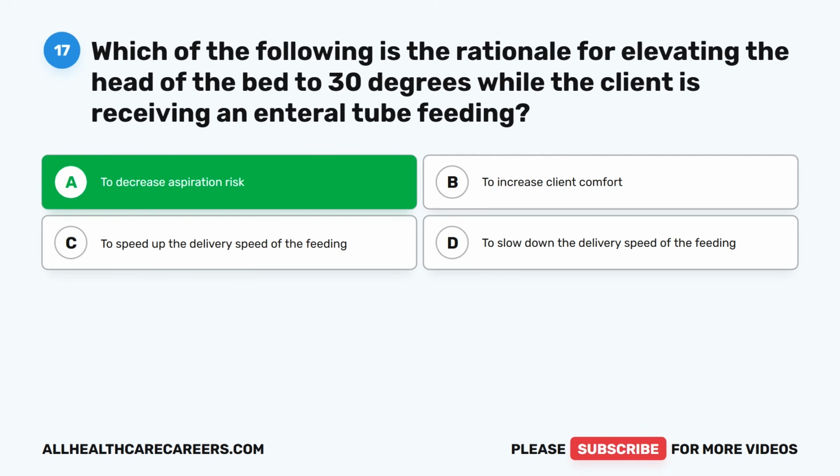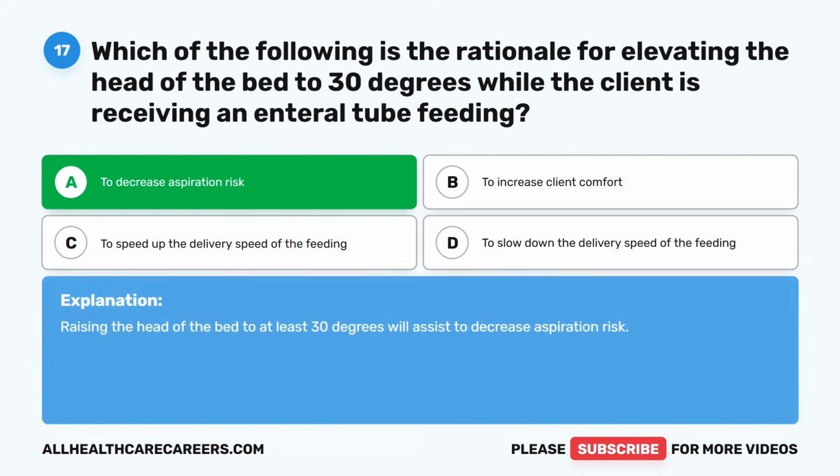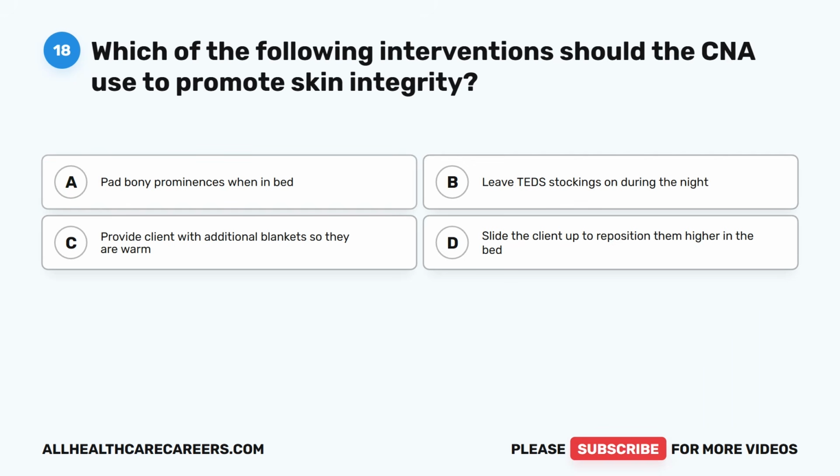To decrease aspiration risk. Raising the head of the bed to at least 30 degrees will assist to decrease aspiration risk.